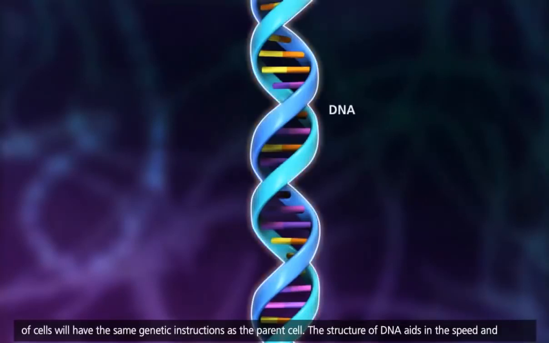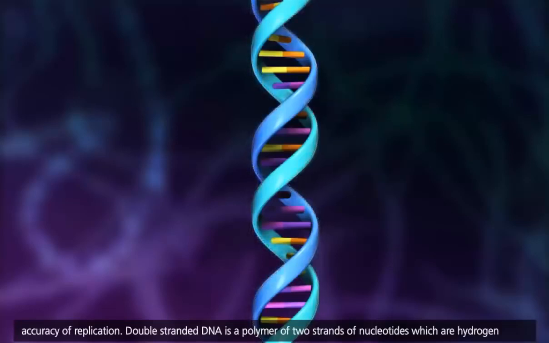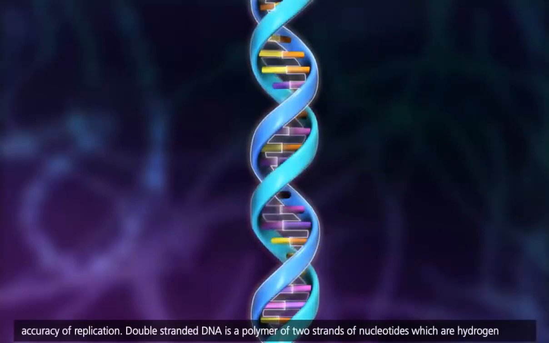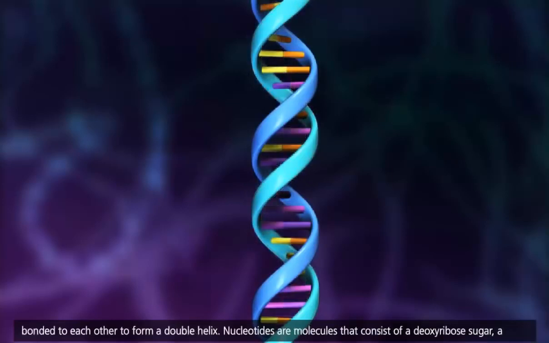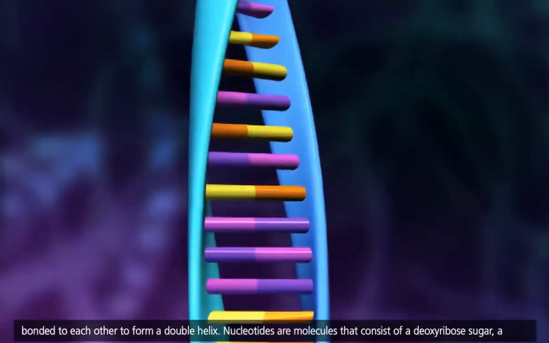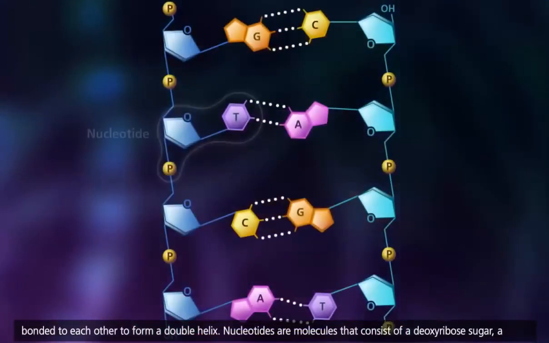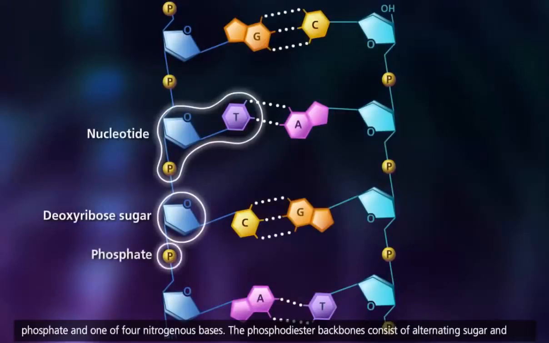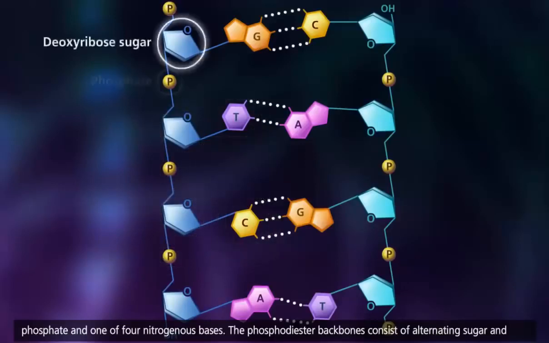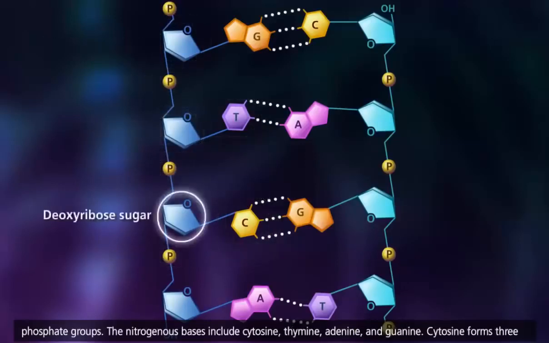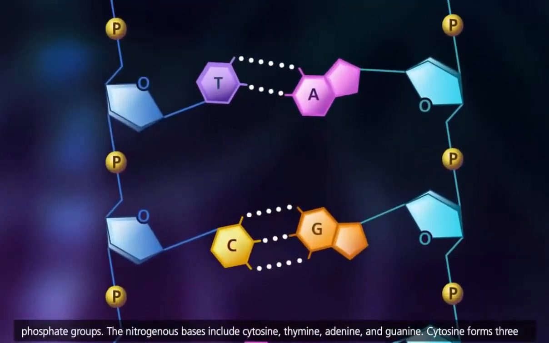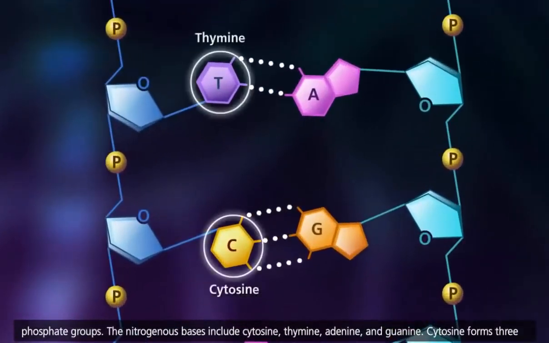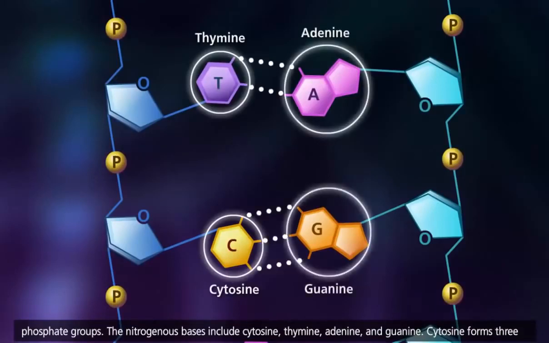The structure of DNA aids in the speed and accuracy of replication. Double-stranded DNA is a polymer of two strands of nucleotides which are hydrogen bonded to each other to form a double helix. Nucleotides are molecules that consist of a deoxyribose sugar, a phosphate, and one of four nitrogenous bases. The phosphodiester backbones consist of alternating sugar and phosphate groups. The nitrogenous bases include cytosine, thymine, adenine, and guanine.